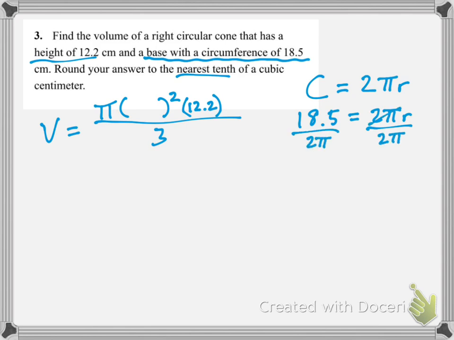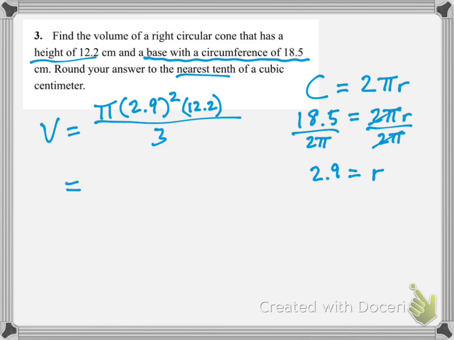Now, in your yellow calculator or Desmos, just make a fraction. Control divide gets you the fraction. 18.5 on top, tab to the bottom, and you're going to put in 2 pi. So 18.5 divided by 2 pi. And you get 2.9. It's 2.94, but we'll just round to the nearest tenth. So the radius is 2.9.